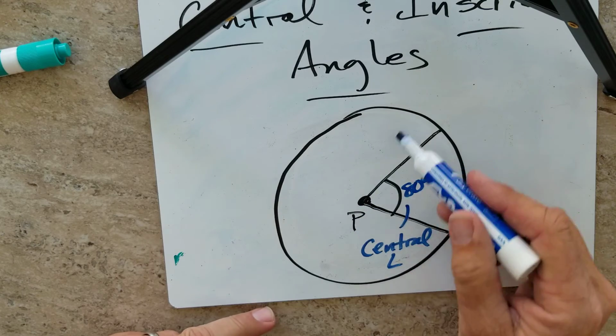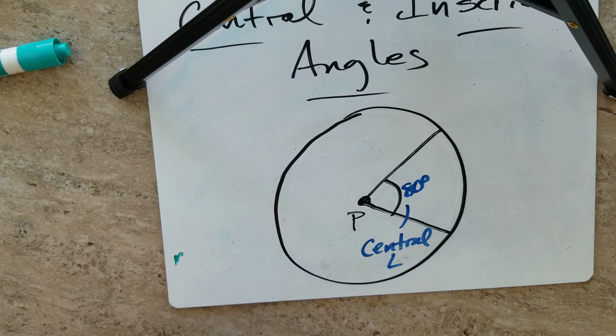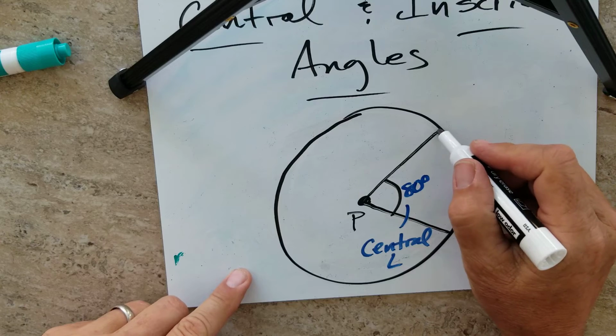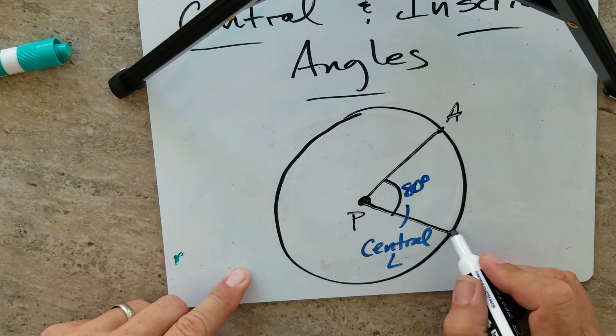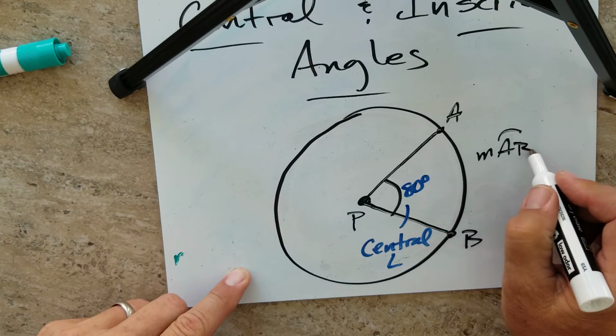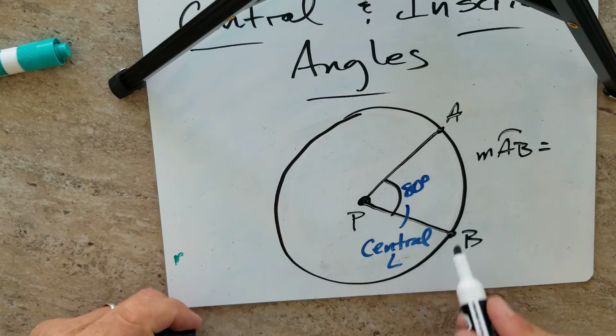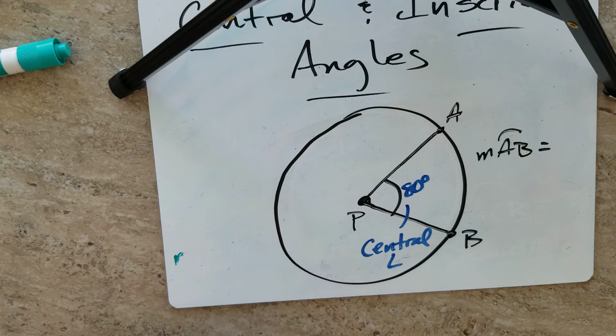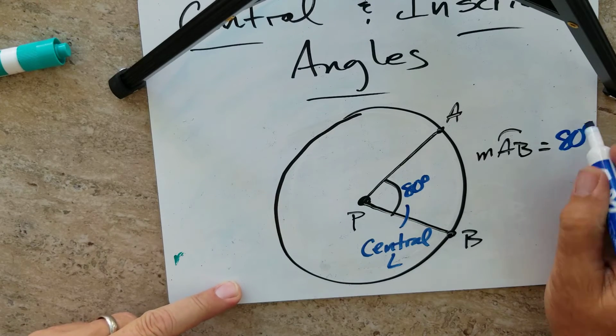Sure, 90 degrees would be like that. Yeah, sure. Well, what that means then, and this is really important, is that if I have A here and B here, what is the measure of arc AB? Well, it turns out to be the same as this central angle. This is 80 degrees.